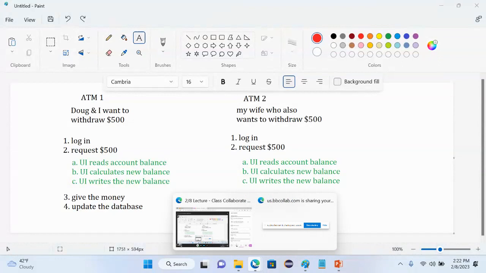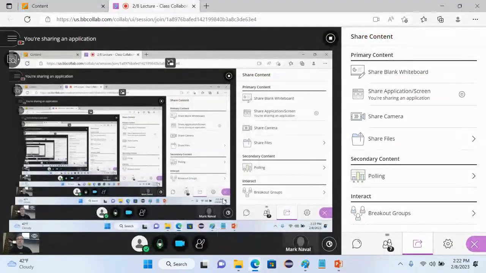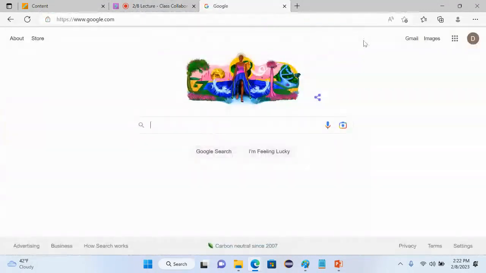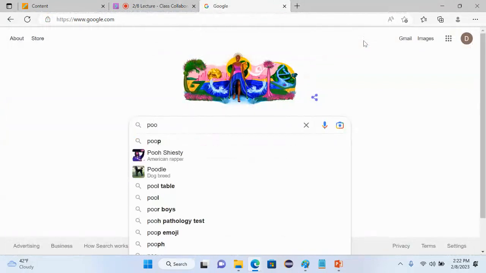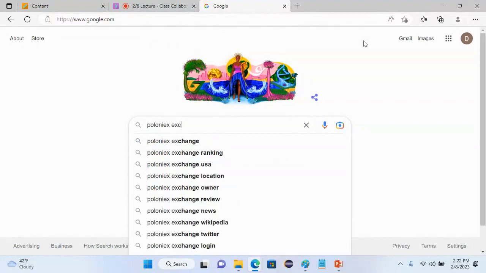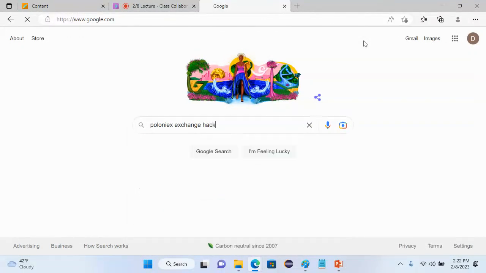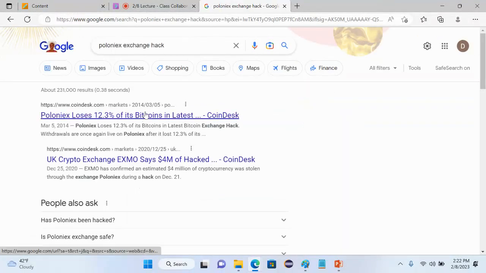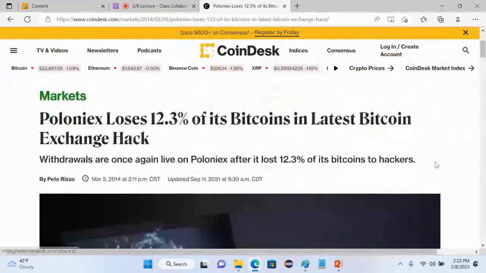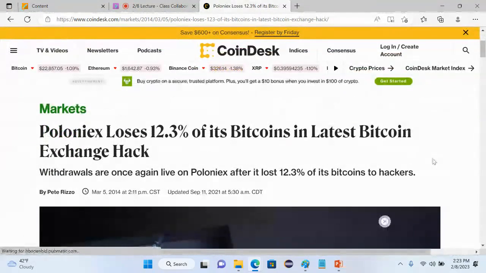But what do we know about systems? If you were thinking not all systems are well designed, yes, that is correct. So here's a classic example. You guys have heard of Bitcoin, right? That's a joke, I know you've all heard of Bitcoin. Poloniex. You might not have heard of this, though. This was from close to 10 years ago now. Poloniex loses 12.3% of its Bitcoins in latest exchange hack. It was about $20 million worth.